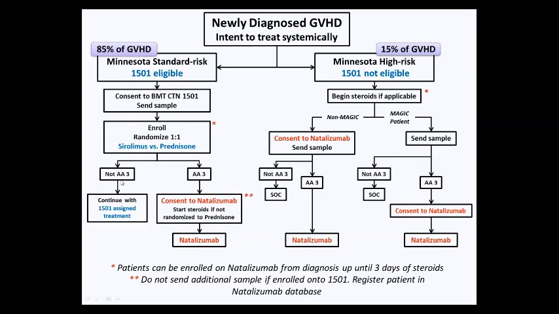If they're not on number 3, they continue with the 1501 assignment treatment, sirolimus versus prednisone. If they are not a number 1 or 2, then they are number 3. Then you can consent to natalizumab and proceed with that. But here is the thing: you have to start them on steroids. That includes the skin, a number 3 that might have just a rash around the neck. Six days, and then you taper.